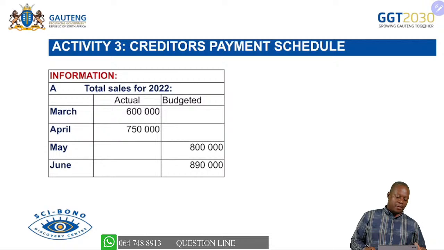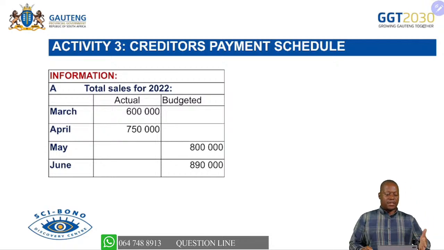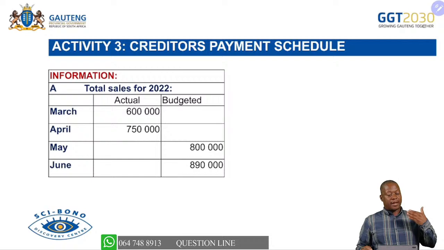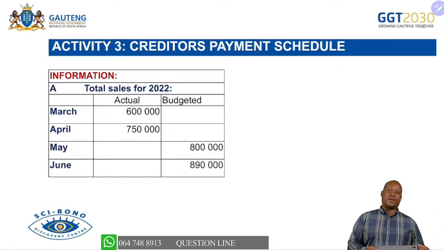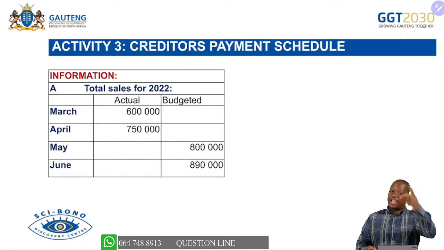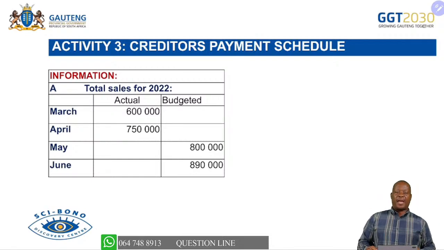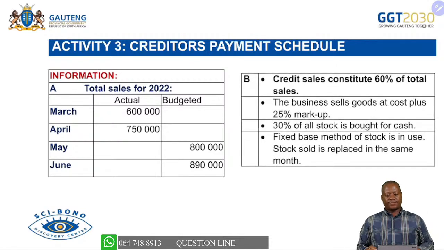Let's see from the information that is given. So this is what we are given. We are given the sales. Actual sales for March and April and budgeted sales for May and June. Right. Now, it therefore means this information, we got it somewhere between April and May, at the start of May, because we already have the actual figures for March and April. But we are projecting when it comes to the months of May and June.